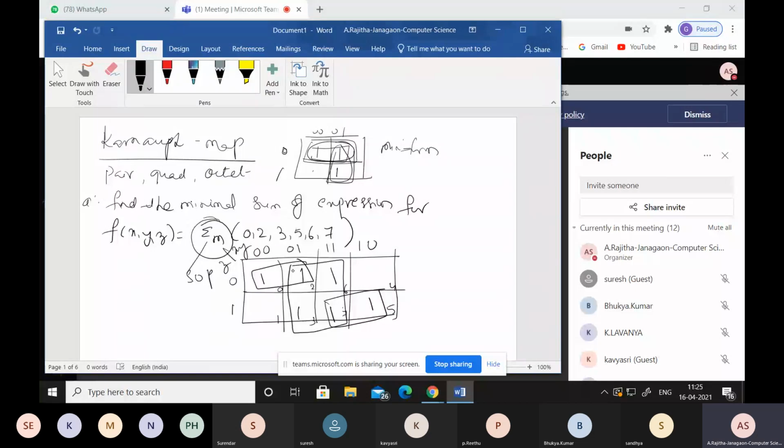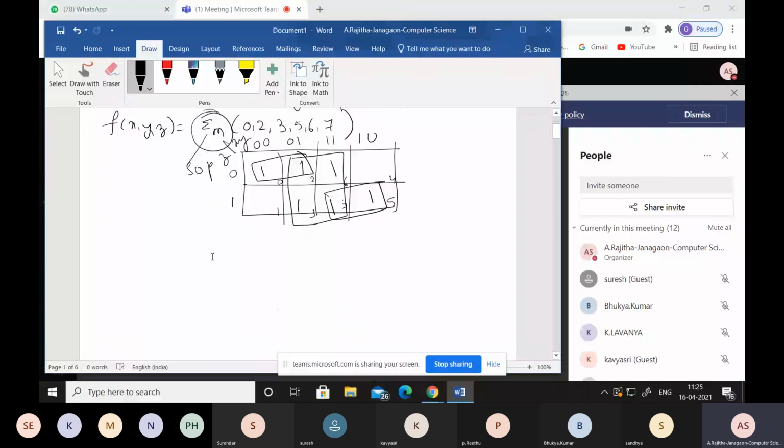the expression. So first, how are we finding this from the Karnaugh map? First we identify independent cells in the Karnaugh map, or simply K map. So first identify the independent cells. After identifying the independent cells, mark all possible 2 cell subcubes.